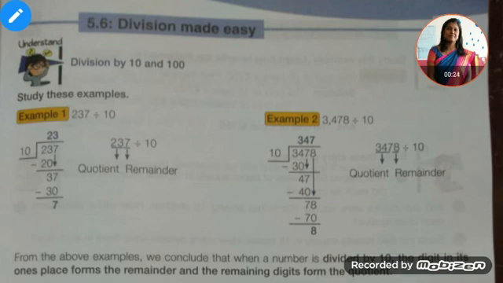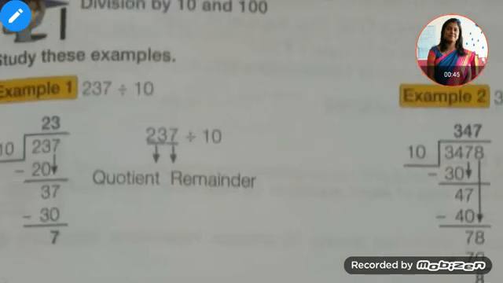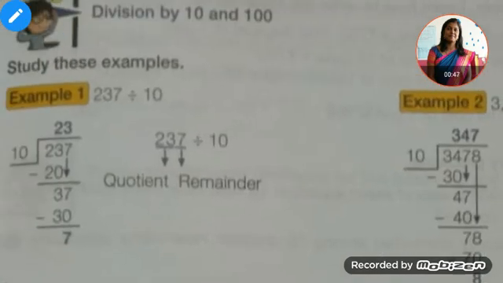We know that a multiple of 10 ends with 0. So if it is 237, you can easily understand what will be the remainder. If you just see 230, I can easily divide by 10, because we know 10 into 23 is nothing but 230, and you can easily get your remainder. If you just see on the screen now, let me zoom for you. 23 becomes your quotient, 7 becomes your remainder, 10 is your divisor and 237 becomes your dividend.